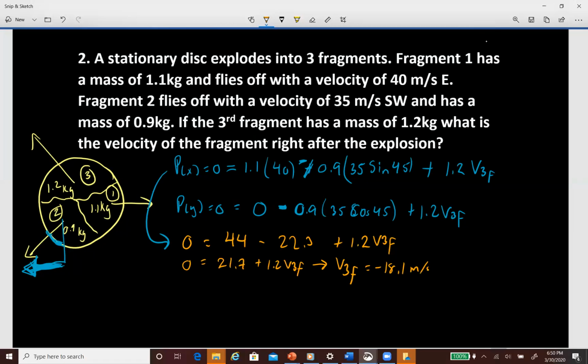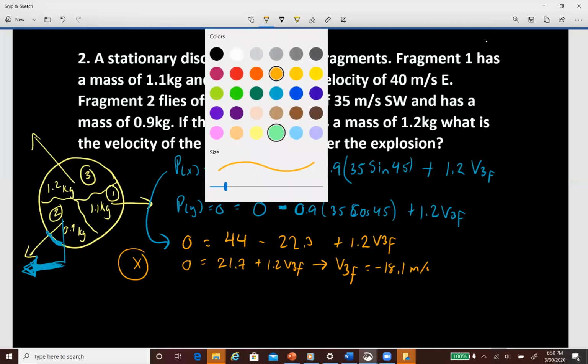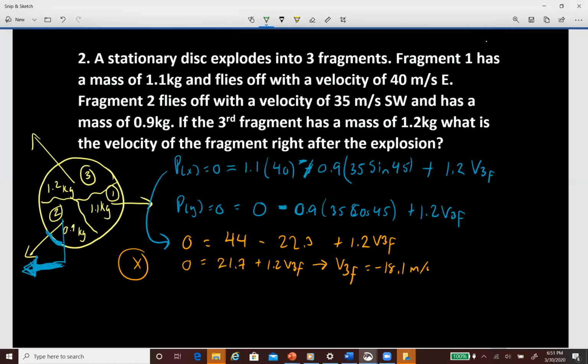Okay, and again, this is for the x, right? Now, if we do the same thing for y, we know for y, it's 0 is equal to 0 minus 22.3. It's the same as this because it's 45 degrees. Plus 1.2 v3f. We solve for v3f, and we're going to get an answer of 18.6 meters per second. So now that would be our y component.